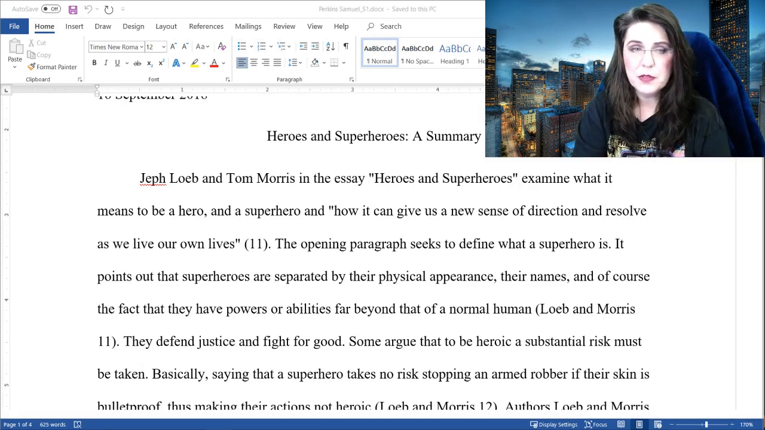Let's continue with Mr. Perkins' summary. The opening paragraph seeks to define what a superhero is. It points out that superheroes are separated by their physical appearance, their names, and of course the fact that they have powers or abilities far beyond that of a normal human. Now here you will notice an in-text citation because he is paraphrasing Loeb and Morris, and he is giving credit to the people that he is paraphrasing.